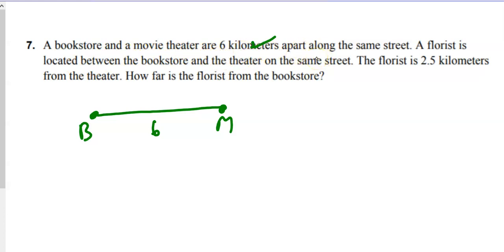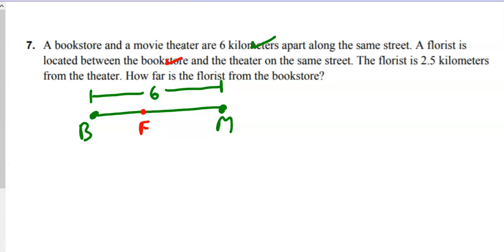Okay, so let me add that in. Actually, I'm going to move this 6 here just a little bit because I have to put something in the middle. So I'm going to label this as 6 right here. So I know between the bookstore and the movie theater it's 6. Now, a florist is located between the bookstore and the theater on the same street. So it's got to be on this street. Somewhere in here is my florist.